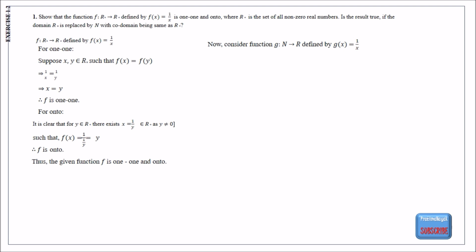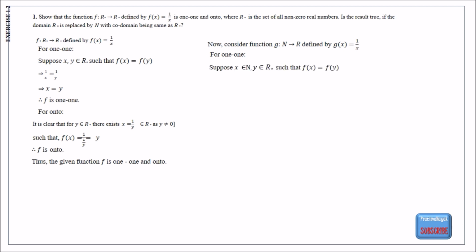Now let us come to the second part. Here the domain is replaced by natural numbers. So g is defined from natural numbers to non-zero real numbers, and g(x) is equal to 1 by x. So again testing for 1-1, we'll go for the same.